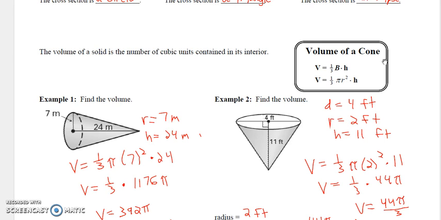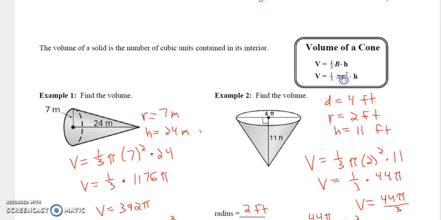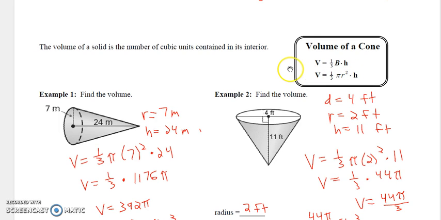Just like with the cylinder, the base of a cone is always a circle. So instead of saying 1/3 times the area of the base times the height every time, for a cone we just say 1/3 times pi times r squared times h, because pi r squared is the area of the circle. So this is what we're using for our volume of a cone formula.